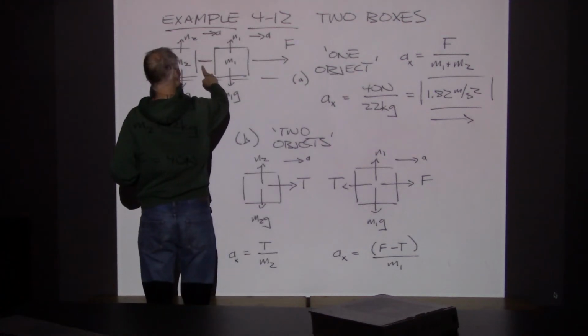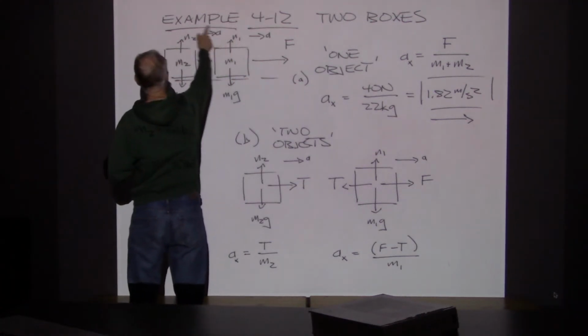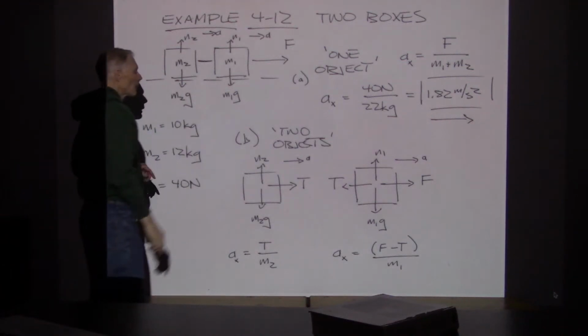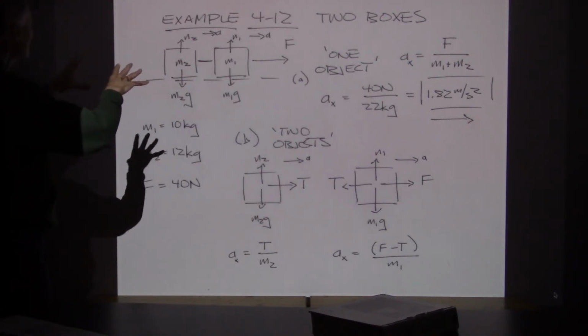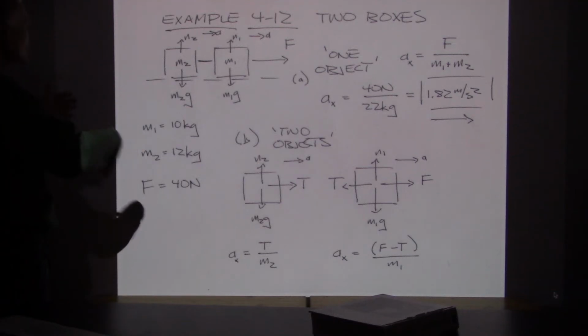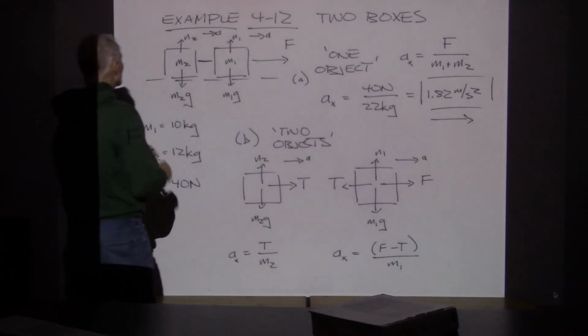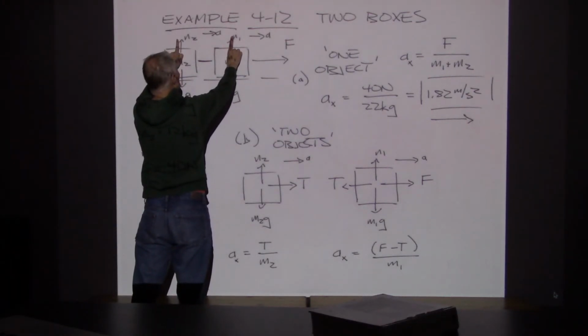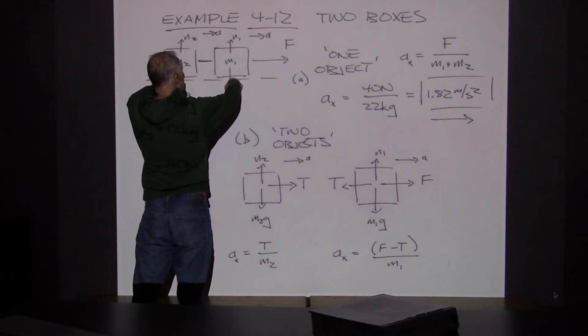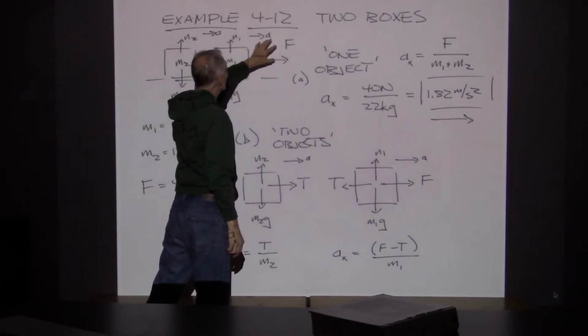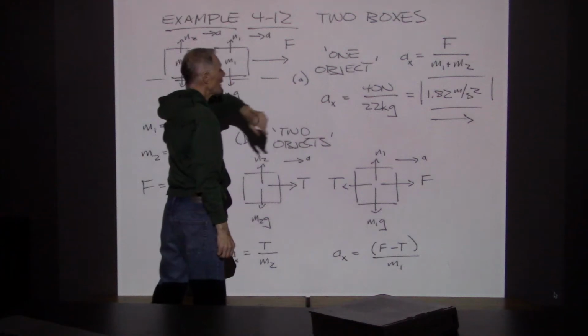What about the string in between? You go, no, it's one object. There is no string in between right now. So I don't have to concern myself with the tension, because the tension is acting between individual parts of my object, and I'm treating both combined as one object, so the effects of the string go away. Now I do have to include N1 and N2 combined into an overall normal force, m1g and m2g combined into an overall gravitational force, and the acceleration will be given by the net force, F, divided by m1 plus m2.